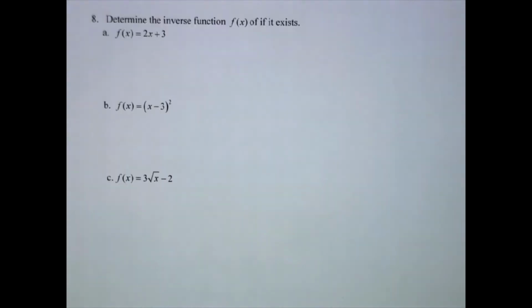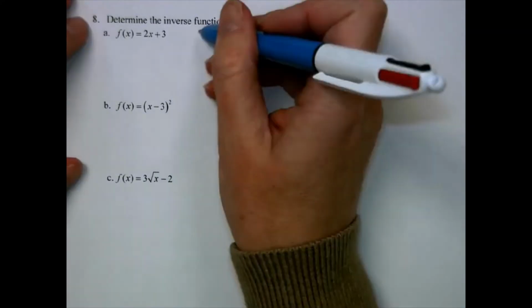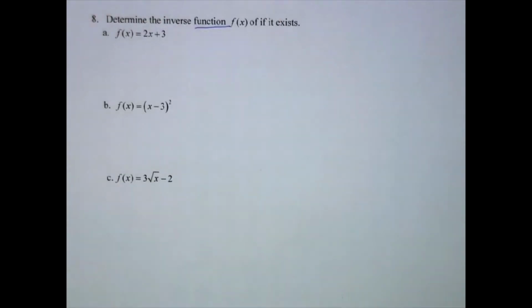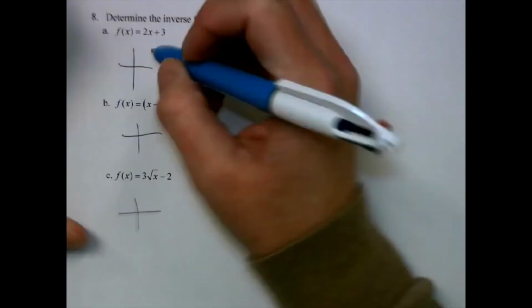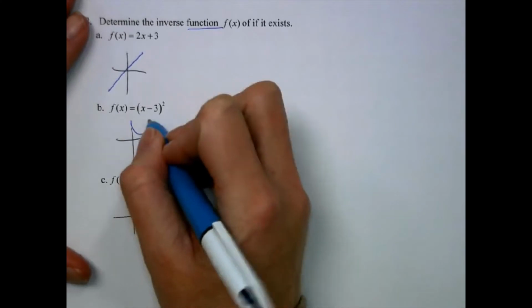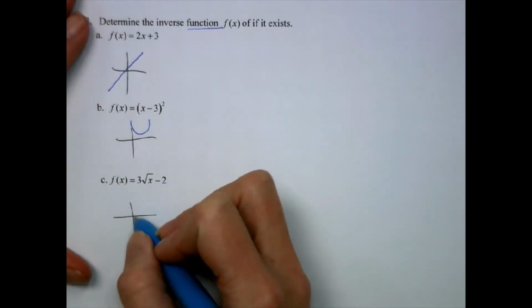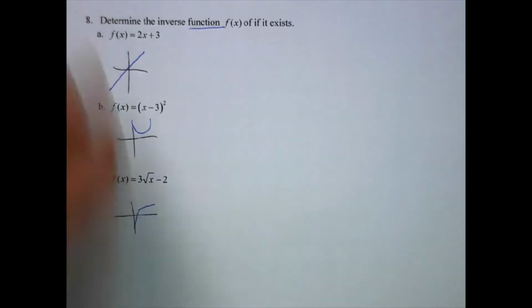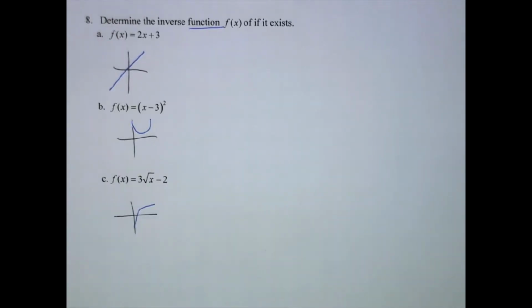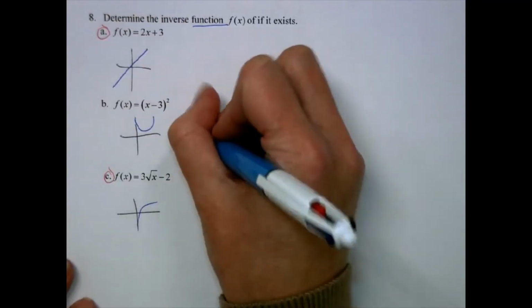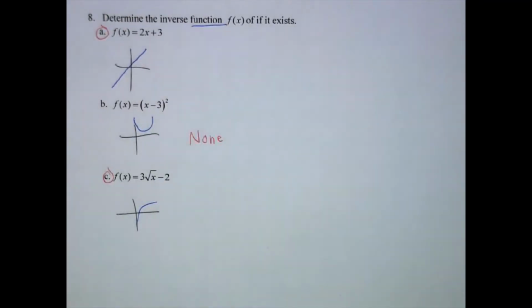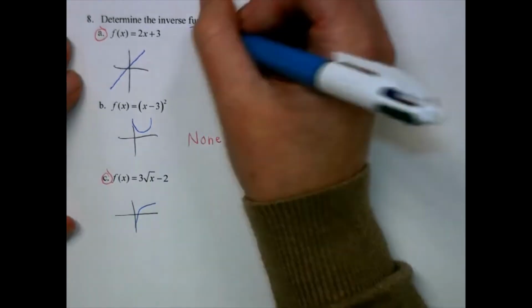Okay, so we're going to determine the inverse function if it exists, because we're looking for a function. So if I graph each of these, just as a sketch, this one's going to be a line. This one's going to be a parabola moved right. This one's going to be a square root, like that. So in order for it to be a function, it needs to pass a horizontal line test. So the only ones that do that, this one does, this one does, this one does not have an inverse function. To find the inverse function, we'll switch x and y and solve for y.